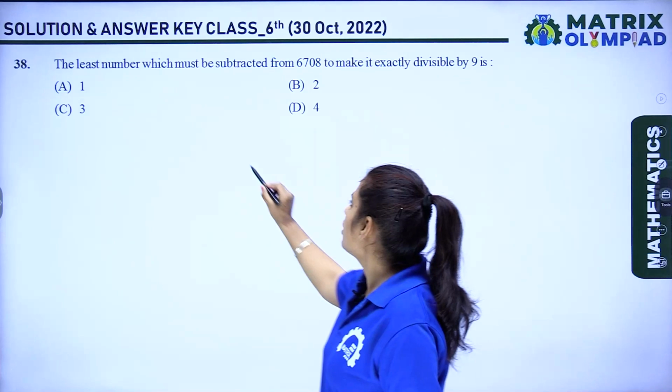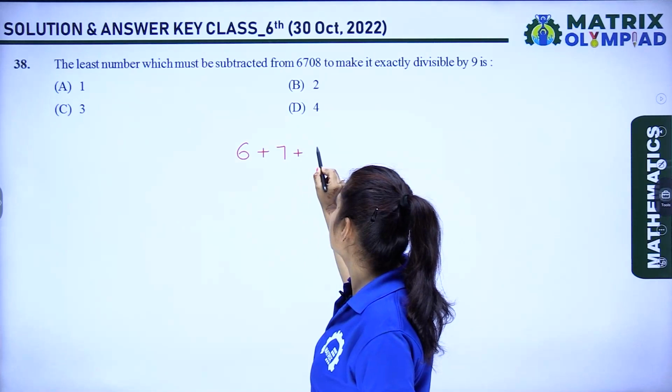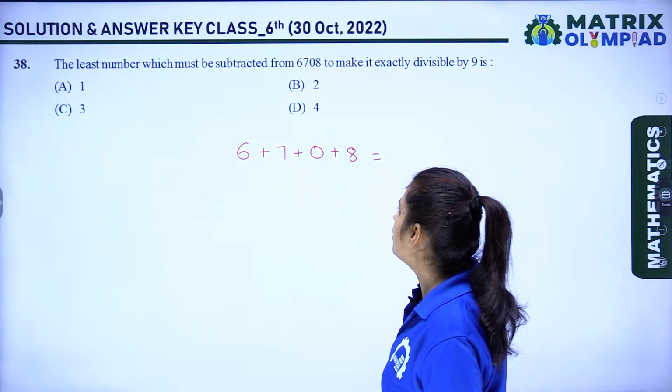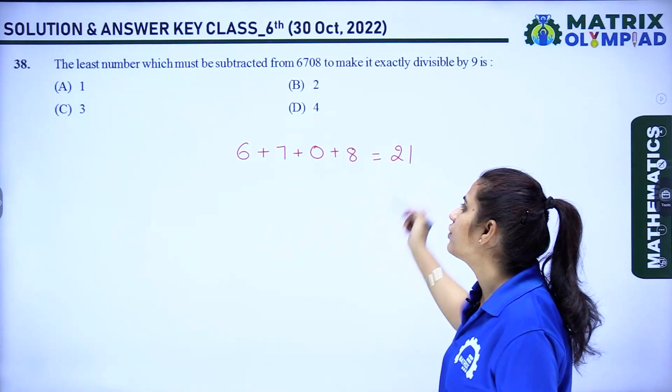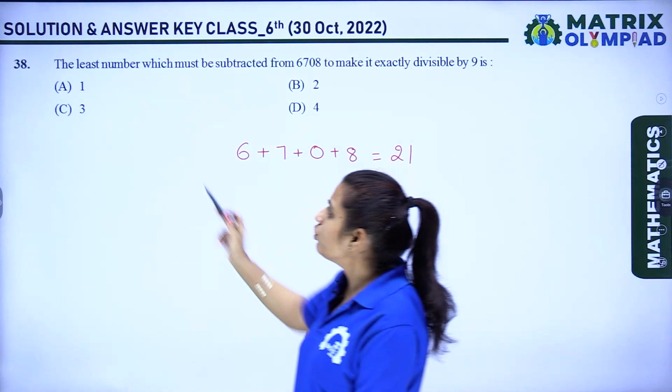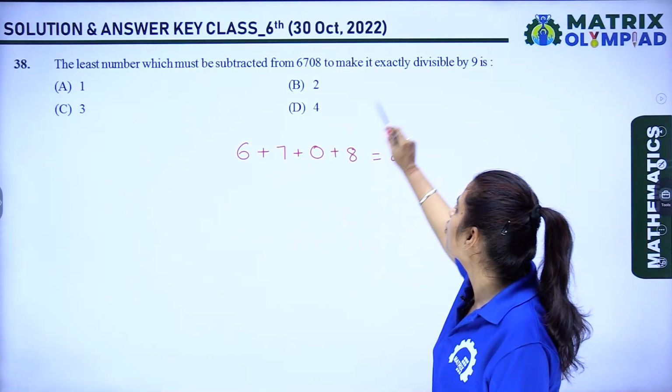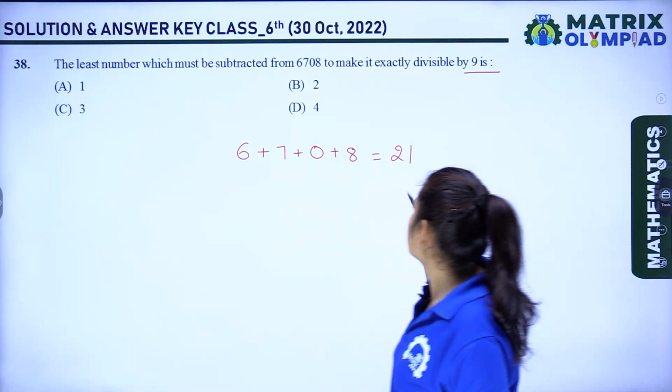So first of all, let's add the digits 6 plus 7 plus 0 plus 8. So here we get the sum as 21. So after adding all these digits, we get 21 as the total sum. Now what we have to do, we have to find out the least number which must be subtracted from this number to make it exactly divisible by 9. So let's subtract a number from 21. So 21 minus 1 will give us 20.